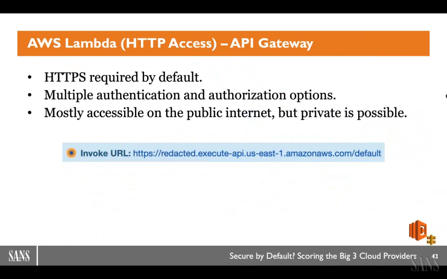API Gateway requires HTTPS by default. In order to invoke a Lambda over an insecure HTTP connection, you have to do so using CloudFront, which is so much effort that you better have a good reason to require unencrypted traffic to implement it. It has multiple different authentication and authorization options, including AWS IAM, API keys, and custom authorizers provided by Lambdas.